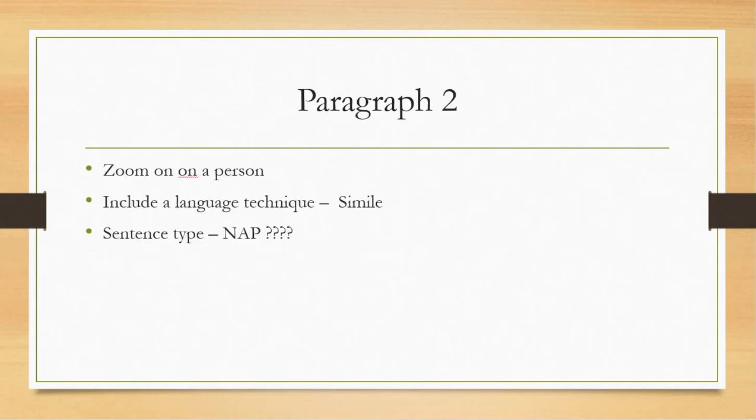Paragraph 2, we're going to zoom in on a person. Include a language technique. If we're talking about people and we're describing a person, a simile or a metaphor are really good language techniques. The sentence type, a nap. What is a nap? Again, look at the sentence upload. Name, adjective, pair, sentence. They are covered in other videos.